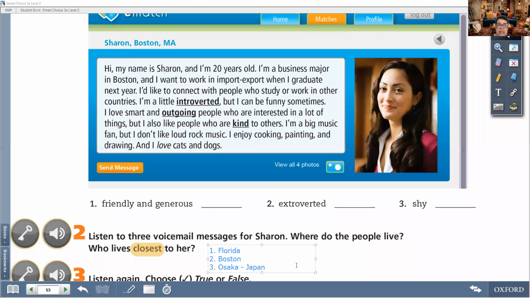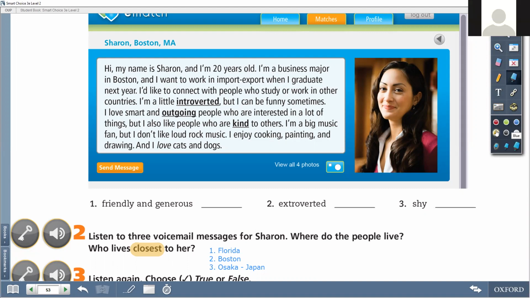Okay, so there are three candidates, three people interested in getting to know her, right? They liked her profile and they want to be closer to her. They want to be friends with her and maybe have something else, right? So the first guy lives in Florida, the second in Boston, and the third in Osaka. Which one lives closest to her? Look, she lives in Boston. So let's take a look there.